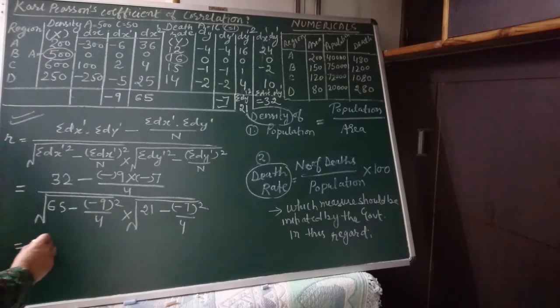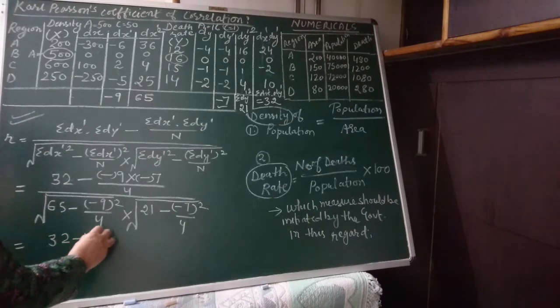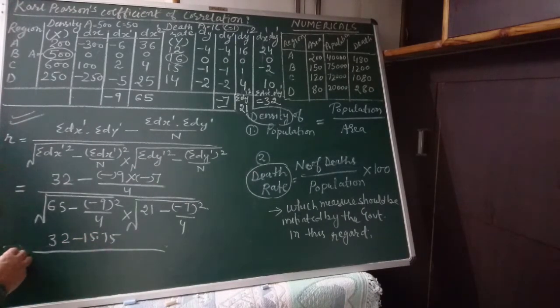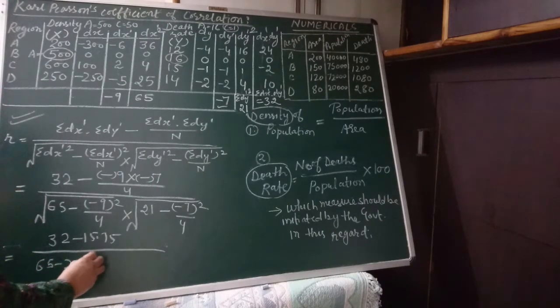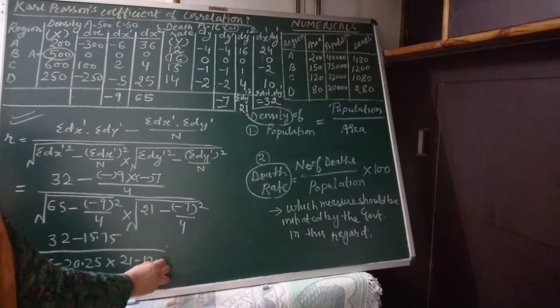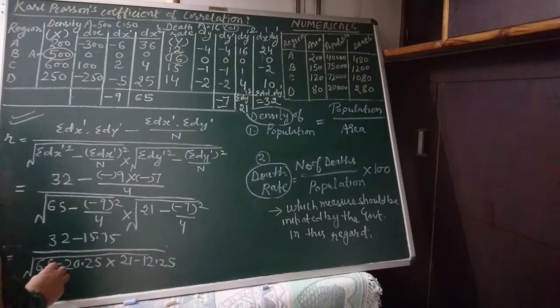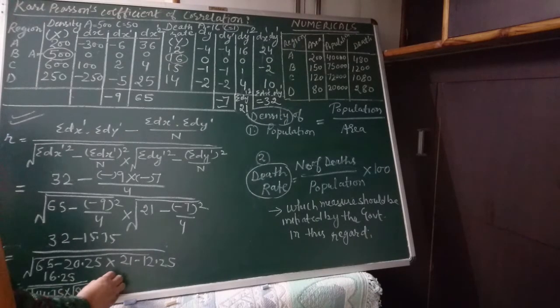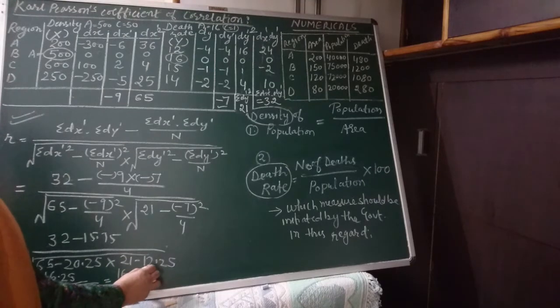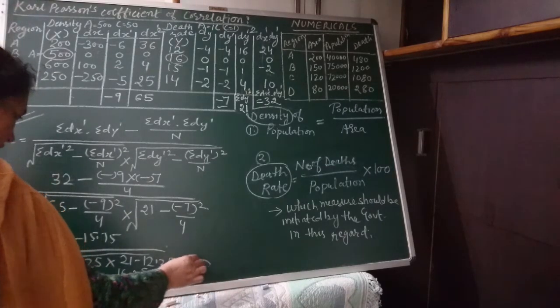It would be equivalent to 32 minus 15.75 divided by the root of 65 minus 20.25 multiplied by 21 minus 12.25, which is equivalent to 16.25 divided by root 44.75 multiplied by root 8.75, which is equal to 16.25 divided by 19.80, equal to 0.82. This will be the answer.